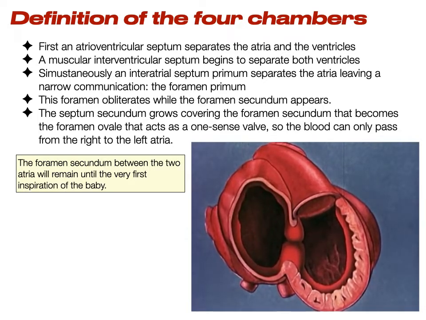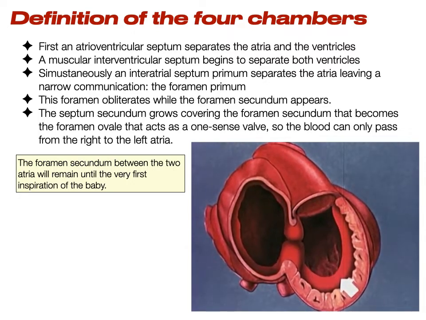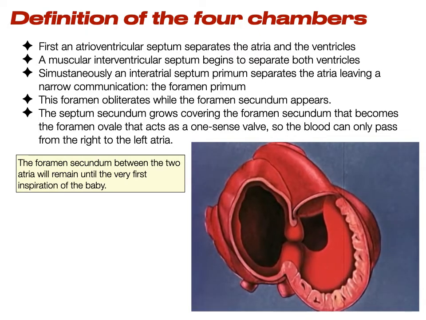Then a muscular interventricular septum begins to separate both ventricles. Okay, so the left ventricle is behind. Now we are seeing only the right ventricle. And simultaneously an interatrial septum primum separates the atria, leaving a narrow communication that is called the foramen primum. But then this foramen obliterates while the foramen secundum appears.